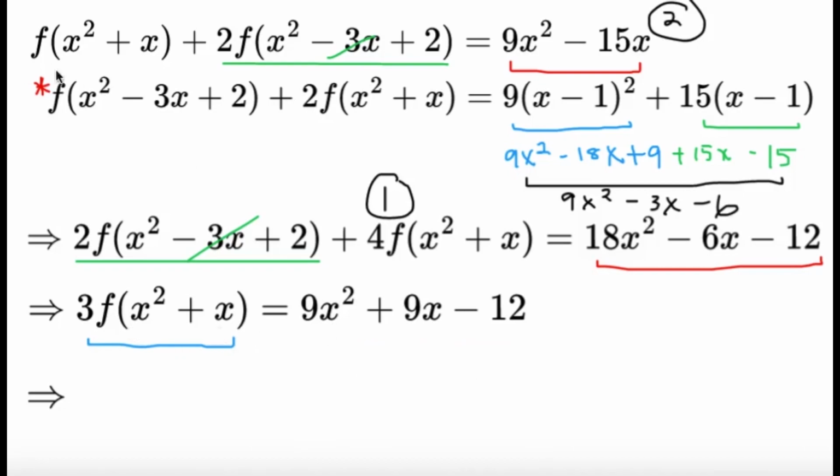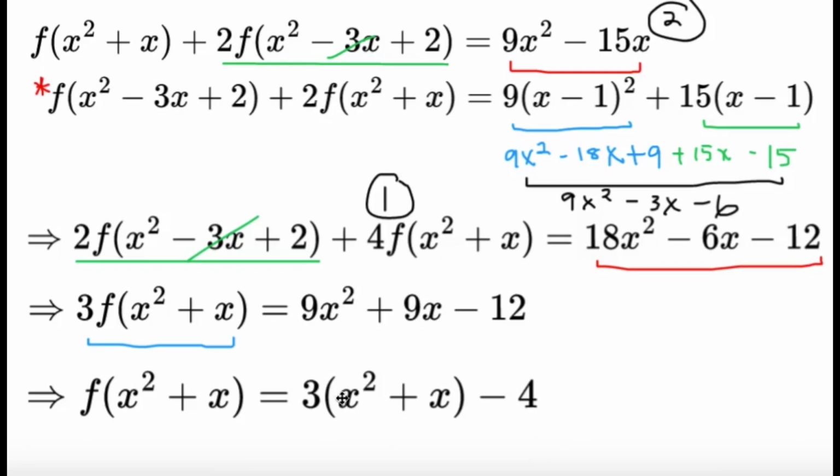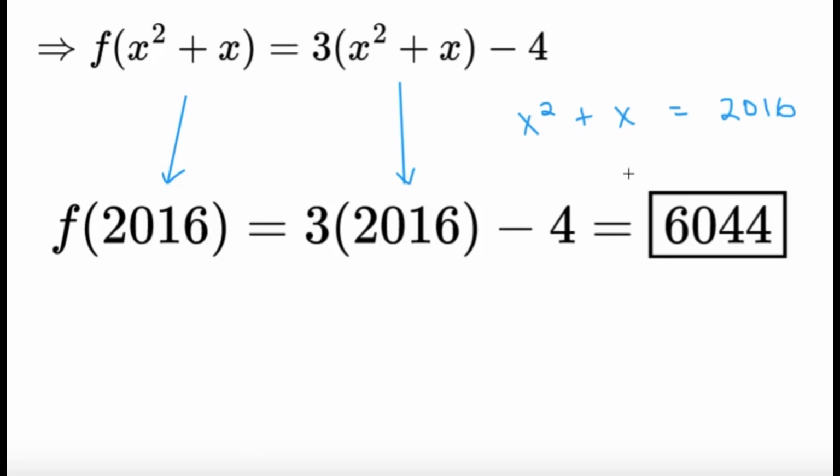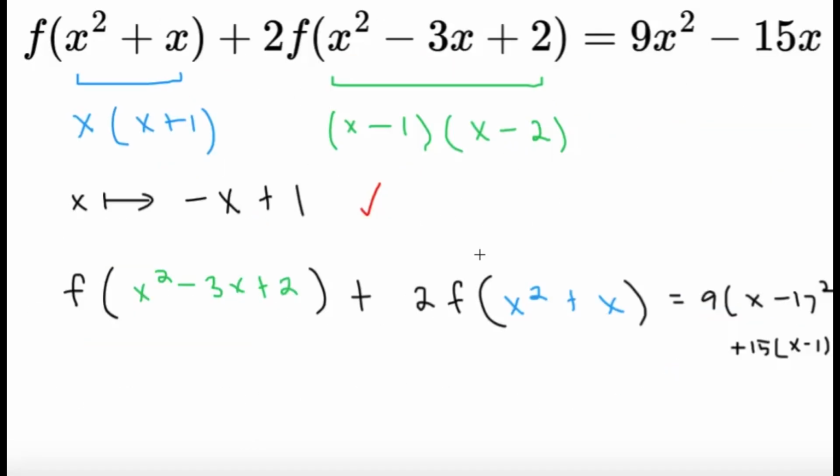Now we can divide both sides by 3 and we're going to get the following. Dividing it by 3, it's going to give me 3x squared plus 3x minus 4. But there's a reason why I wrote it intentionally in this form, because the input is simply x squared plus x. So f of x squared plus x is equal to 3 times x squared plus x minus 4. Now, all we have to do is just make sure x squared plus x is 2016, because we want the value of f of 2016, so we can directly make x squared plus x equal 2016, and we're going to get the same thing.